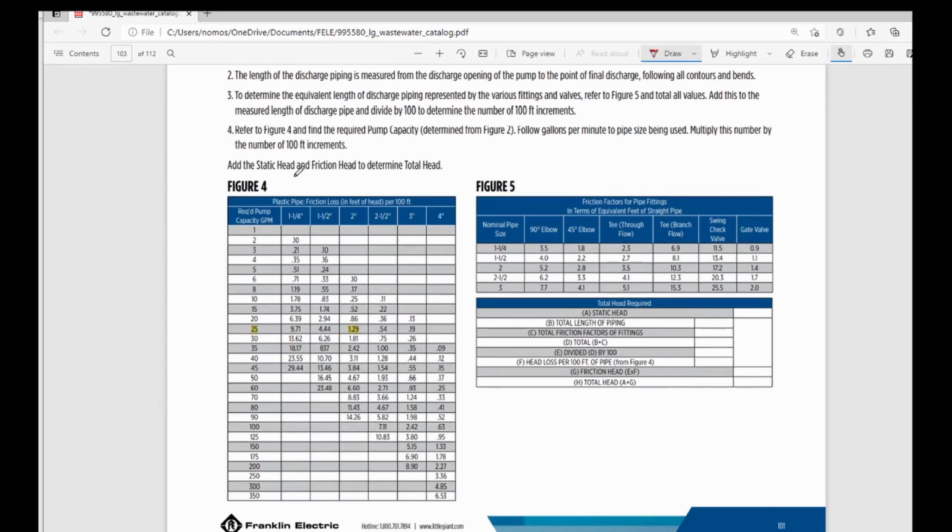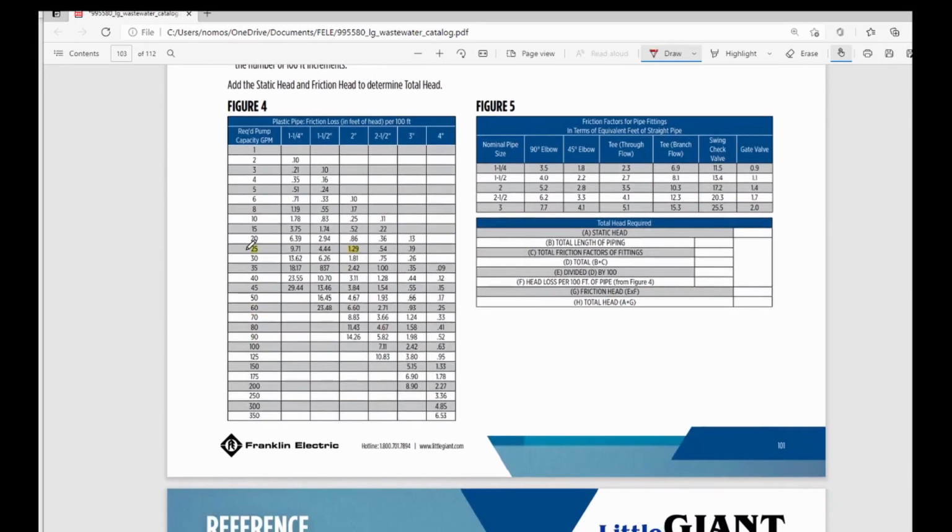Now I can take my 21 gallons a minute to figure 4, and I'm going to find 21. There's 20. And there's 25 gallons a minute. So I'm going to have to use 25 gallons a minute because I don't have a 21 and I need to round up. Always want to round up.